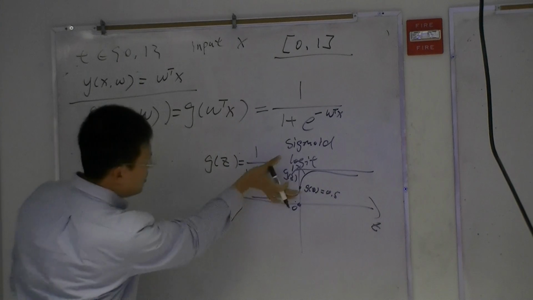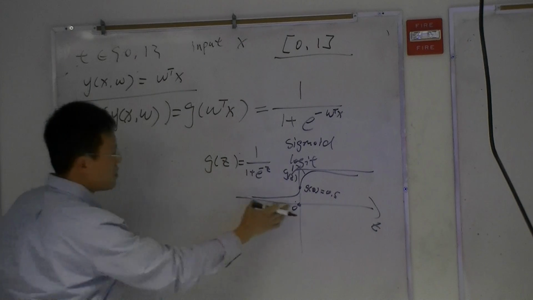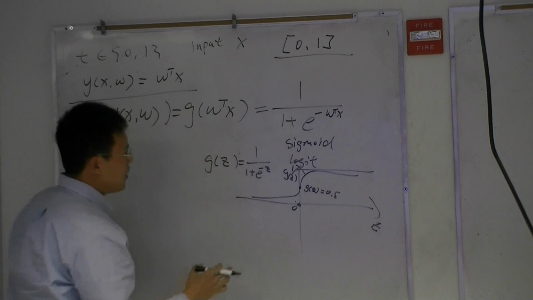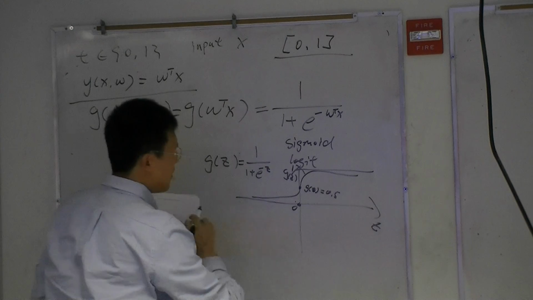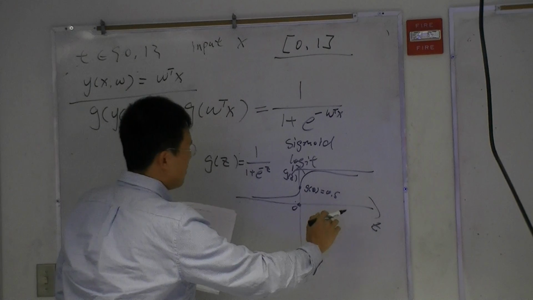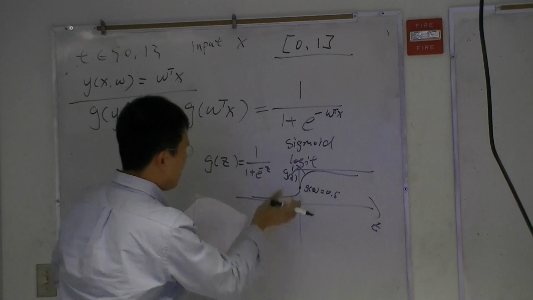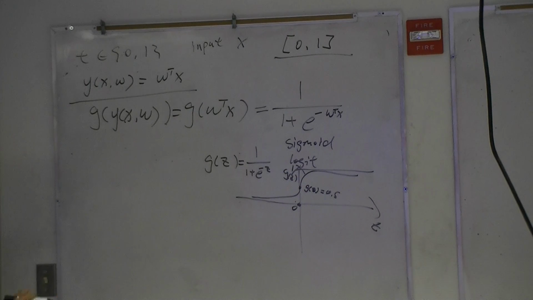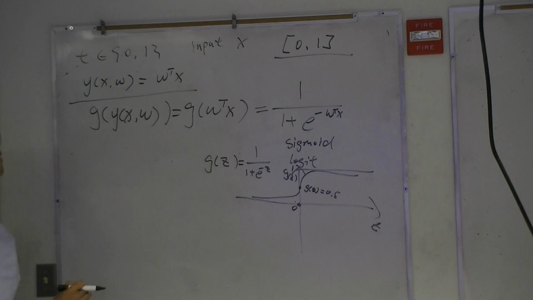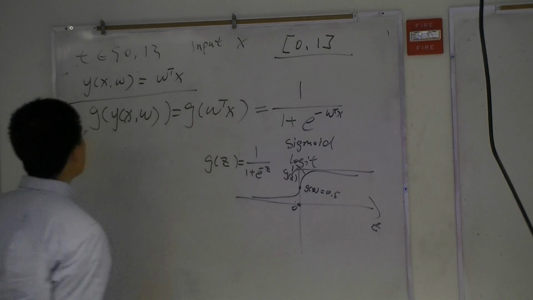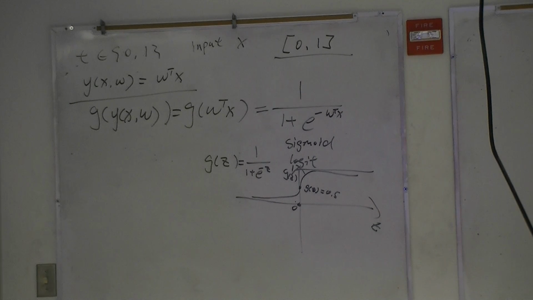The first one is that the output of this function is between 0 and 1, and this function is symmetric. For any input z, the output is bounded by 0 and 1. So this is a nice property, and we can use it in our classification problem.